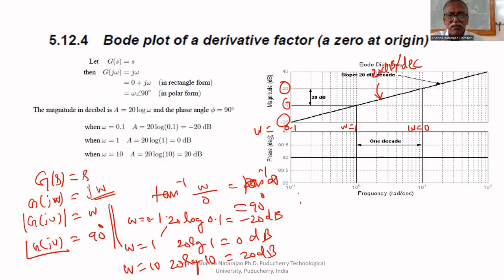What is the phase plot? The phase plot, as we have already seen, is always 90 degrees. Therefore, the phase plot is 90 degrees for 0.1, 1, 10, 100, for all frequencies.